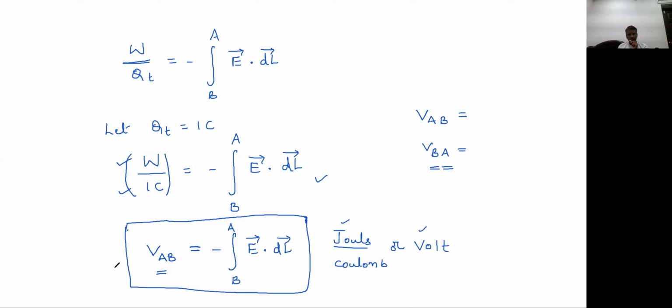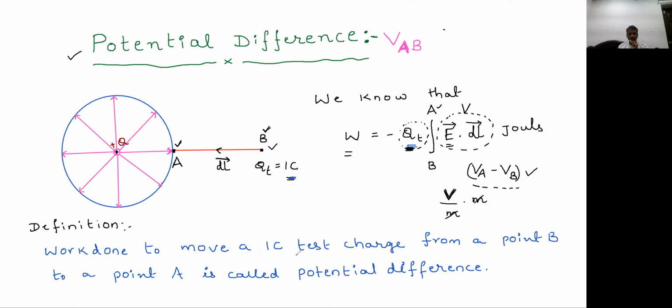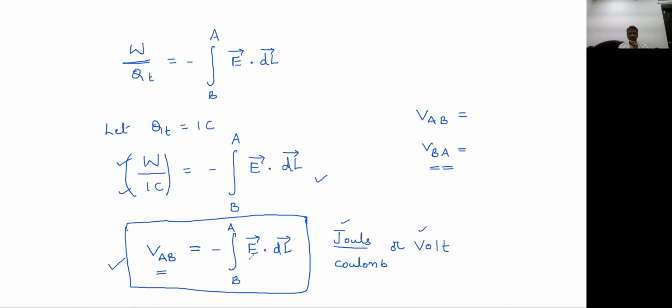So this is about the potential difference. It is the work done to move 1 coulomb of test charge from a point B to a point A, and its expression is minus integral B to A of E dot dl, in volts or joules per coulomb. Okay, in the next class, we are going to find this expression for V_AB due to a point charge. That means we are going to write the expression for the electric field intensity due to a point charge, and simplify it in terms of its distances from the center to the point A as well as point B.